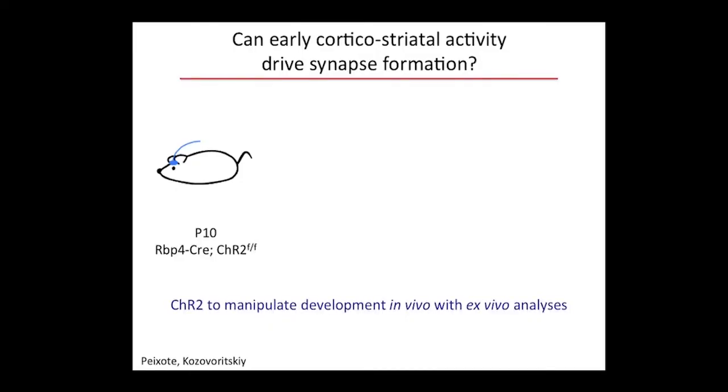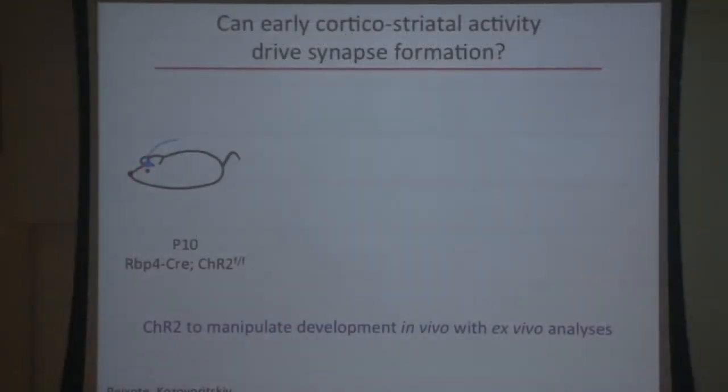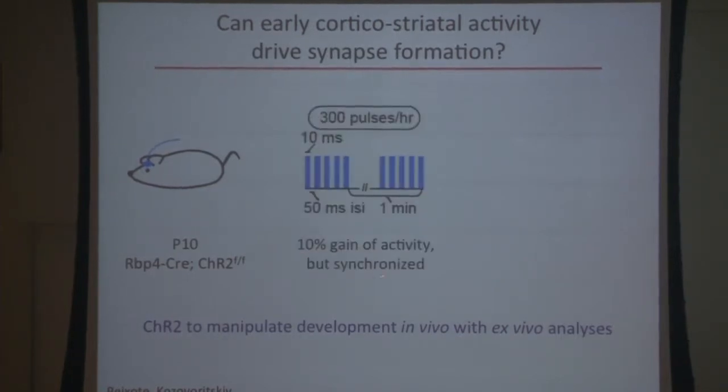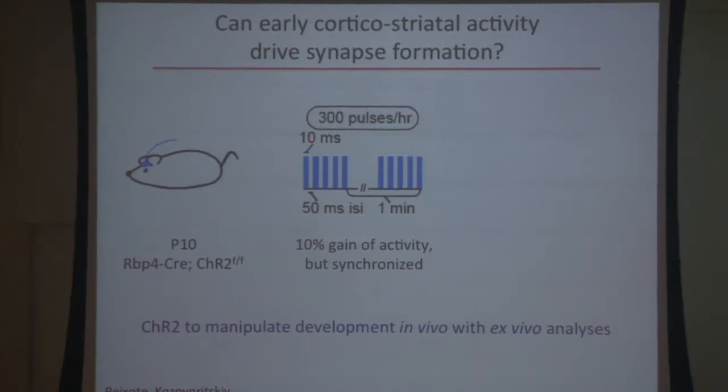Okay, so we've shown that these two structures are active, that they're developing, at this time point. Can we really make the point that activation of cortex drives the formation of synapses in the striatum? Again, we use this animal with channelrhodopsin in these layer 5 cortical projection neurons, and now implanted an LED on the skull of this animal in an acute surgery, and then gave a relatively modest pattern of activity in cortex over 1 hour. In 1 hour, we delivered 300 pulses of light.